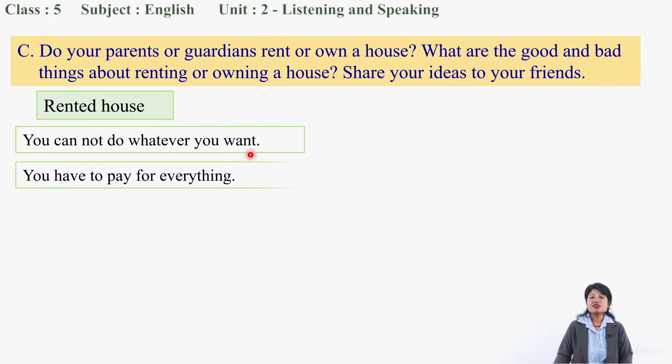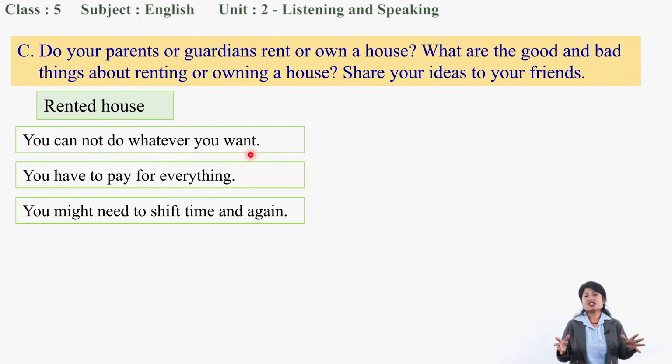Yes, you have to pay for everything. You have to pay rent. Then payment for electricity, water, and all. Lots of bills you have to pay. Then next point, what is it? Yes, you might need to shift time and again. Shifting all your stuff, your belongings, your things from one place to another, it's so irritating, time taking, right? Time taking and irritating.